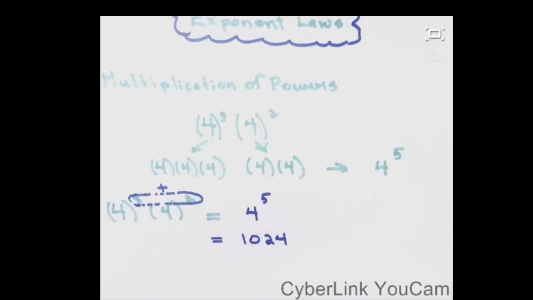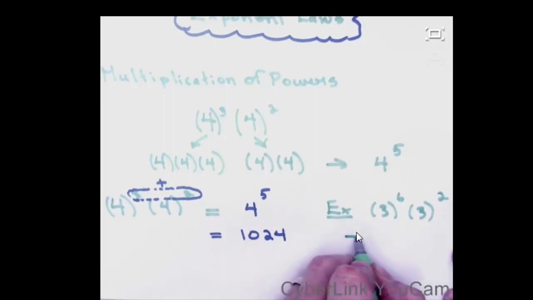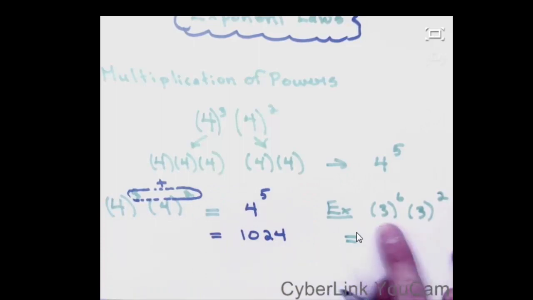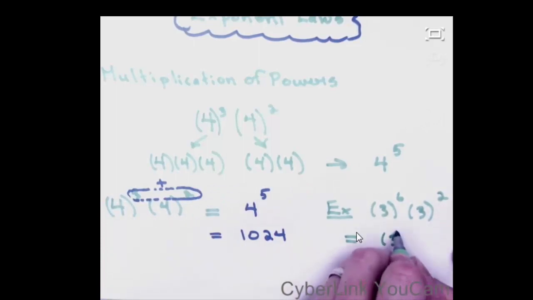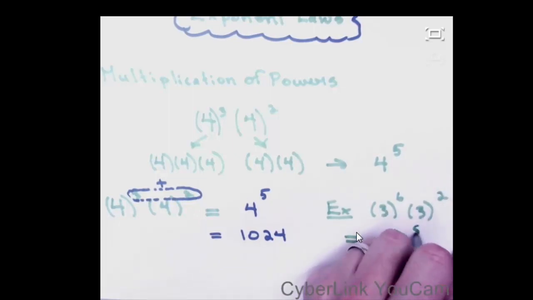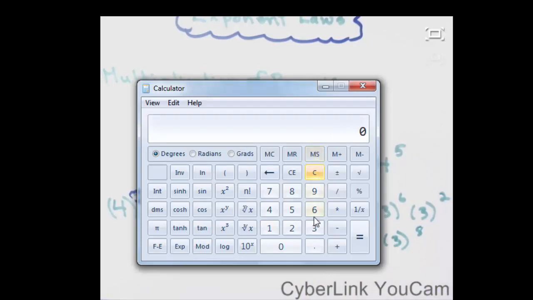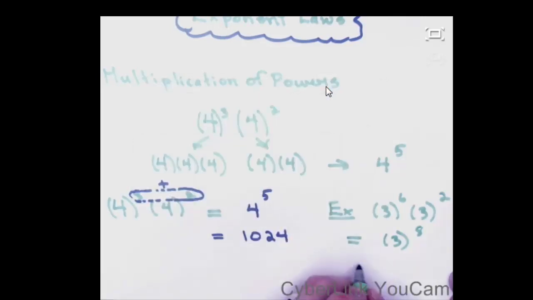Let's try another one. What if we had 3 to the exponent 6 and 3 to the exponent 2? Well, if we remember our rule, all we have to do is say this is the same thing as 3 to the exponent 6 plus 2, which is 8. So it's 3 to the 8. And you grab your calculator. 3 exponent 8, 6,561.